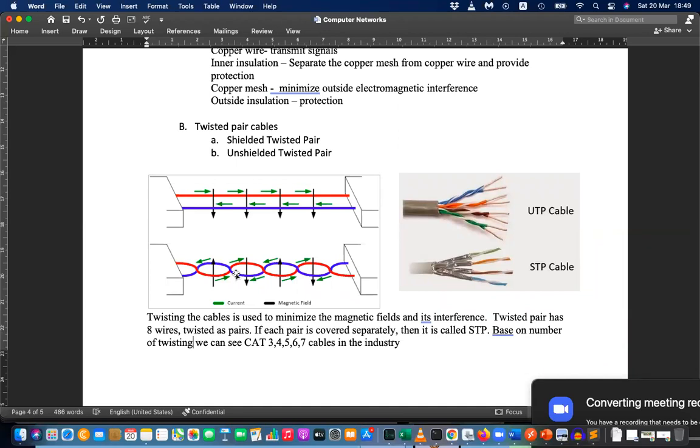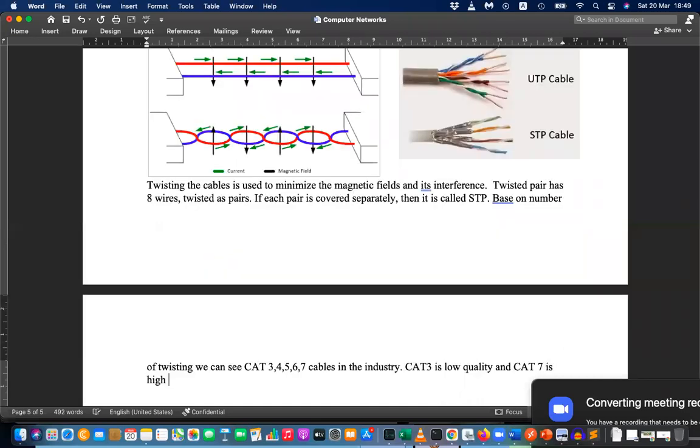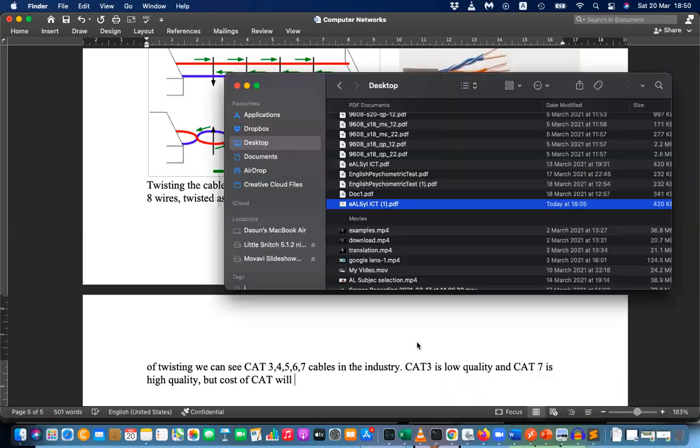Cat 3 cable is very low quality. Cat 5 is average quality. Cat 7 is good quality. But cat 7 will be expensive, right? Cat 3 is low quality and cat 7 is high quality, but the cost of cat 7 will be high.